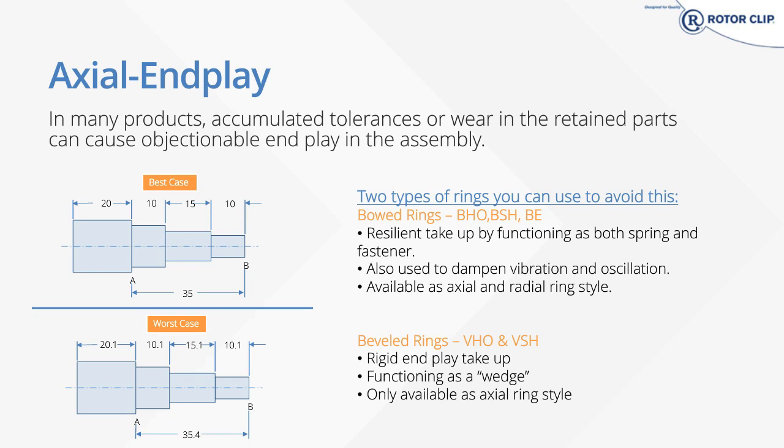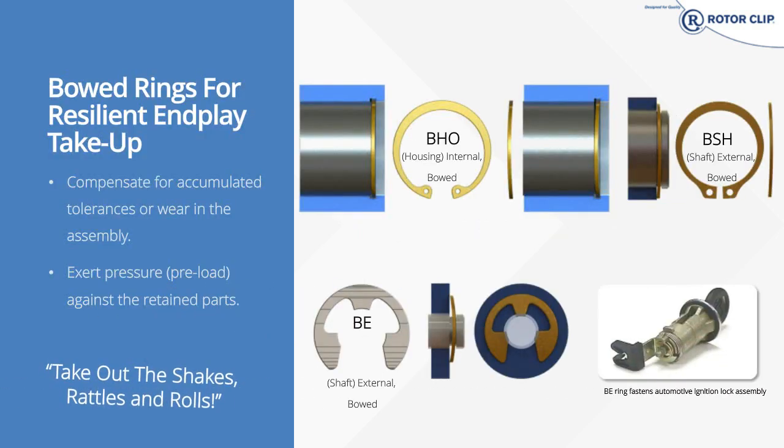Bowed rings are offered in our housing, shaft, and also radially installed versions. They offer resilient take-up by acting as a spring. They can also dampen vibration and oscillation, whereas the VHO and VSH rings act like a wedge, taking up the end play of your assembly. So here's some examples of our bowed rings. You can see how they look when they're installed and get a nice visual of how they would work.